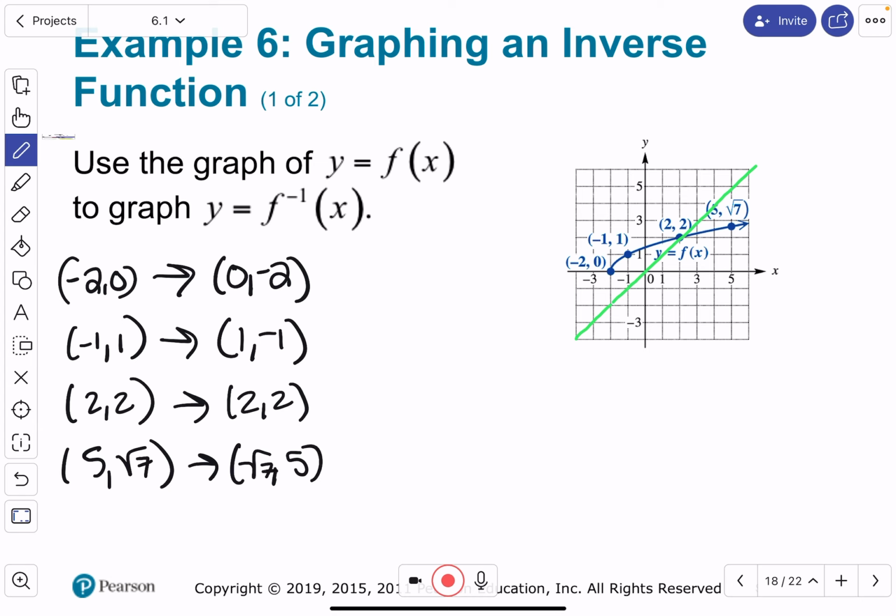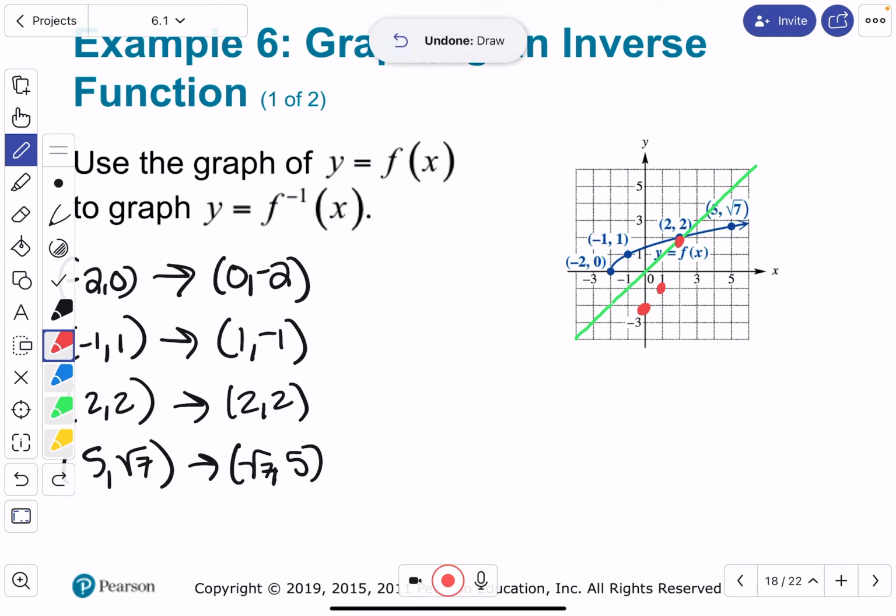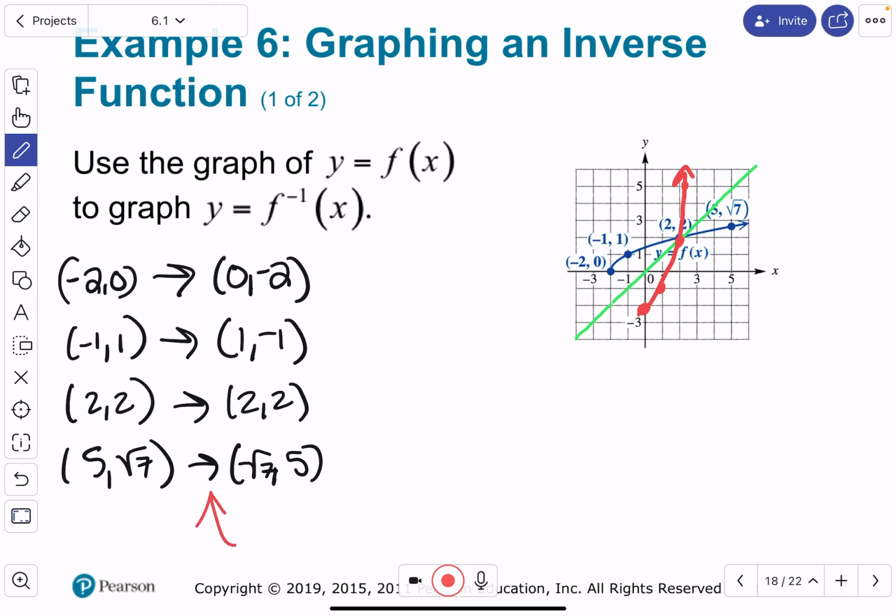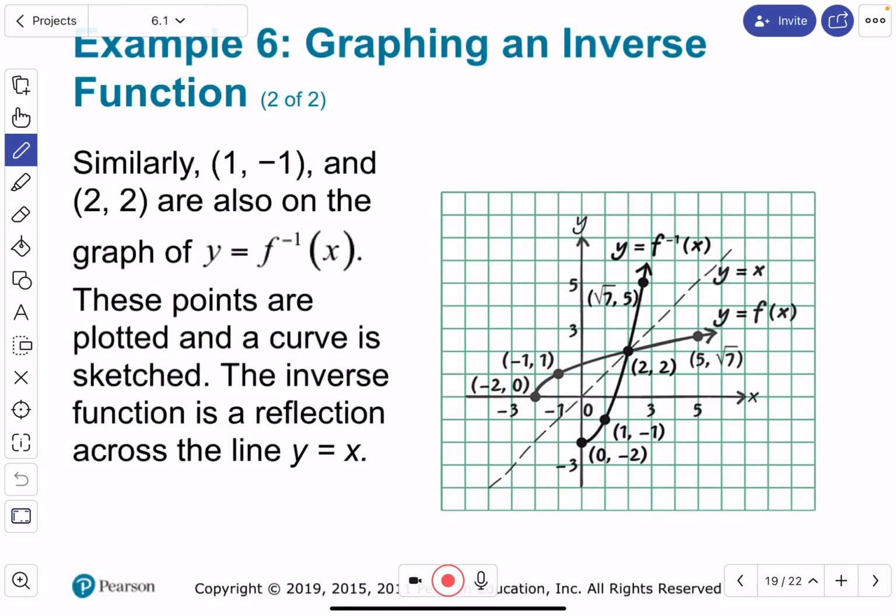I'm going to graph those in red. So 0, -2. And then 1, -1. And 2, 2. And root 7, 5. So if we draw it, that shape is flipped over the green line, which is y equals x. So analytically, we switch the x's and y's. Graphically, we reflect it over that line. Here it is drawn out all in the same color.